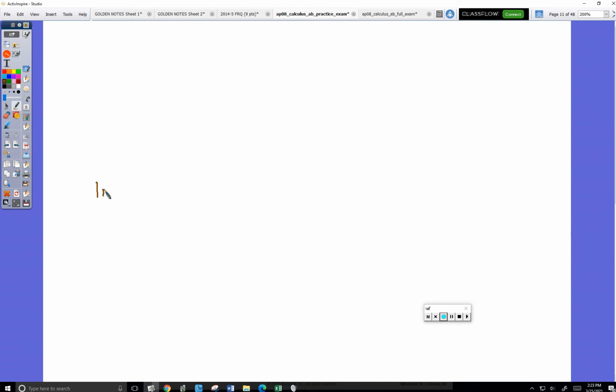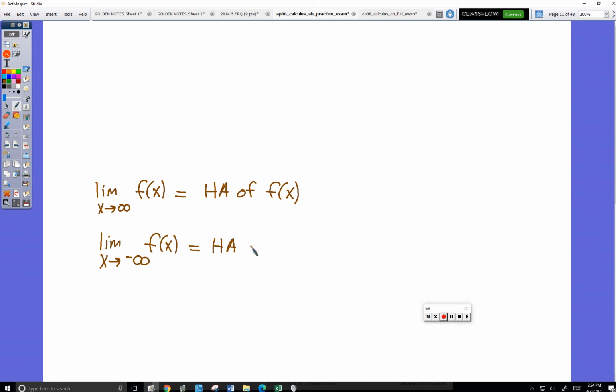The limit, as x approaches infinity, of f of x is exactly the same thing as the horizontal asymptote of f. And this could be negative infinity as well. In this problem it's not, because we're only going to positive infinity, but you need to memorize this.